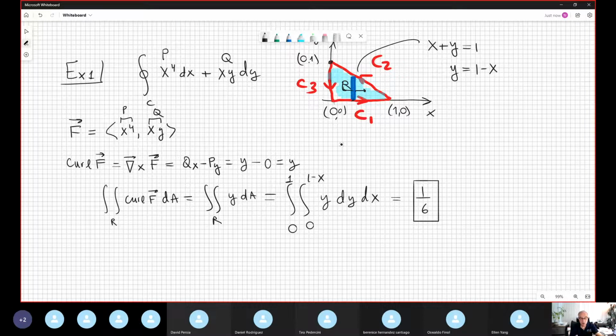And this is possible because it's a closed curve. If it's open, you need to do it step by step. Okay? Any questions? Do you follow me? Okay. No problem.